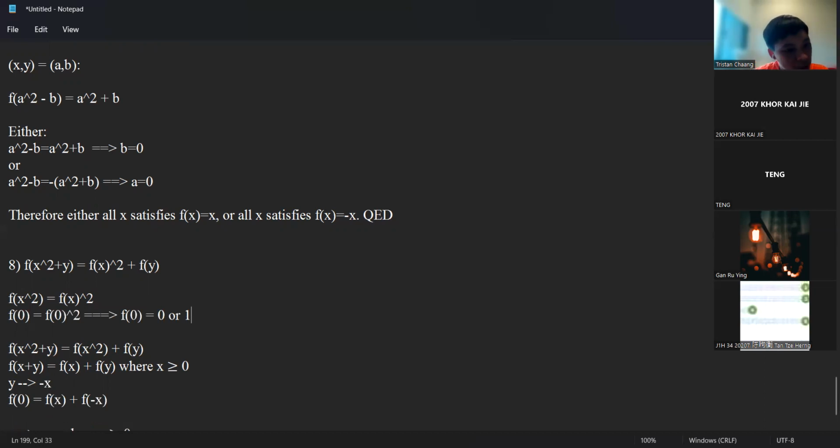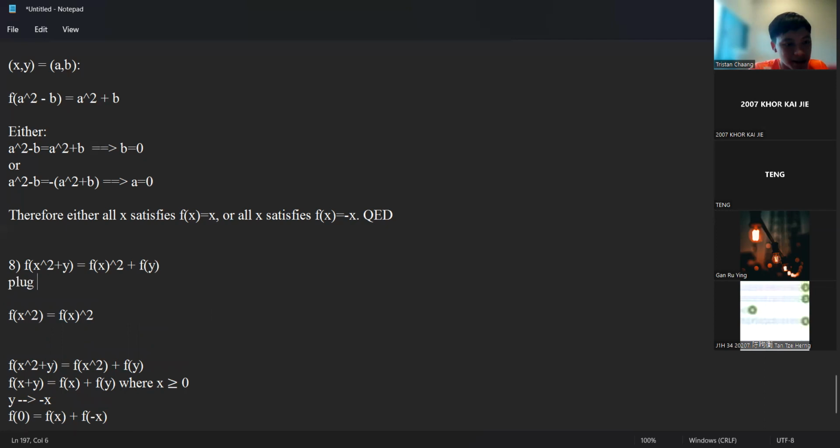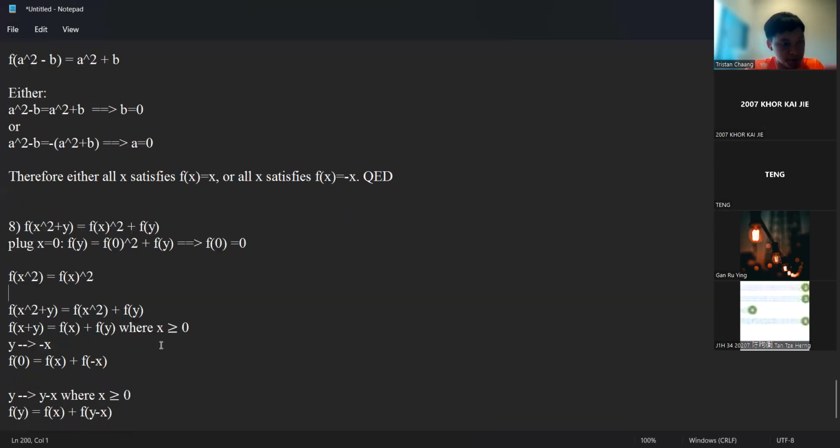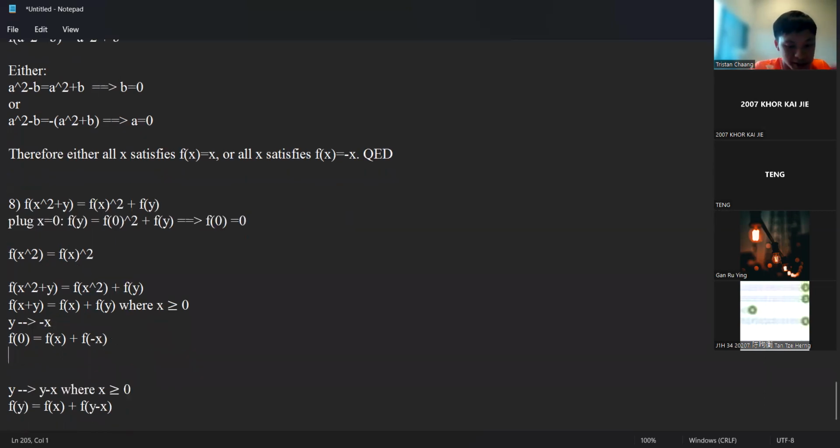I don't think 1 will work. In fact, you can just plug it back here. Plug x is 0. Then f(y) equals f(0) squared plus f(y). So f(0) is 0. So back here, we get 0 equals f(x) plus f(minus x). So f is odd.